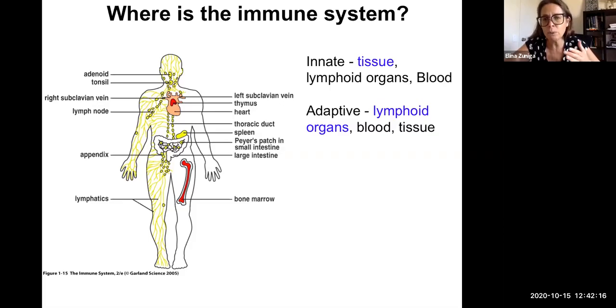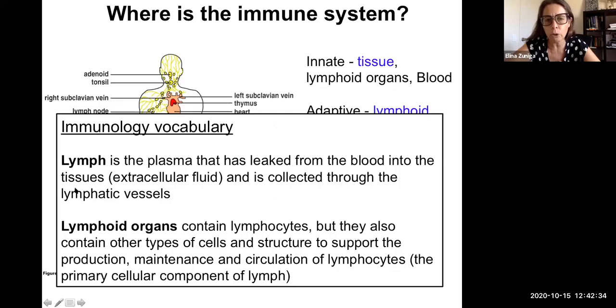Okay, so where is the immune system? We already covered this. We said it's in the tissues, in the lymphoid organs, in the blood. The innate immune system and the adaptive immune system are also in the blood and in the tissues, but we also said that it's in lymphoid organs. And we also learned that the lymph is the plasma that leaks from the blood into the tissues. We already covered this, right?